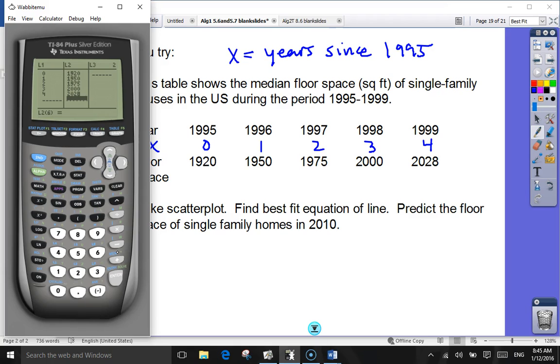And then once the data's in, we can look at it. If you haven't cleared your memory, the stat plot is already on. Just hit zoom 9. Does it look linear? It looks pretty good, so make the equation. Stat calc 4, enter.